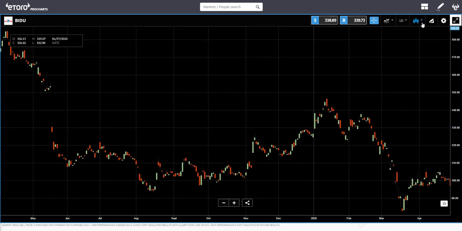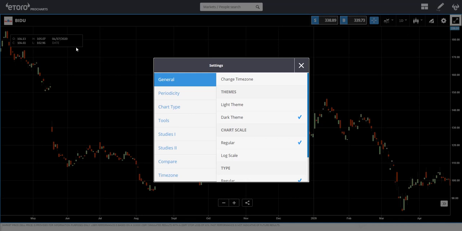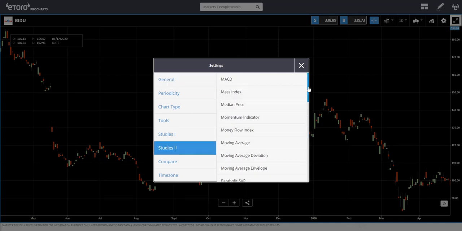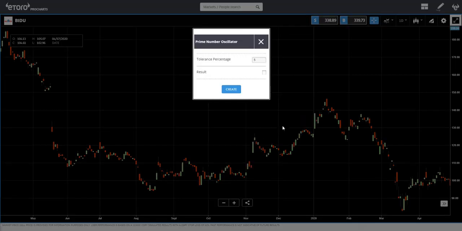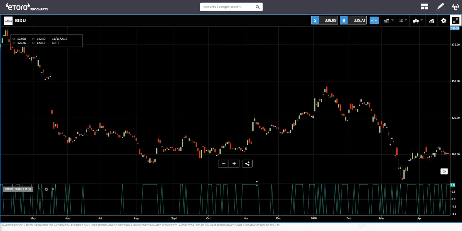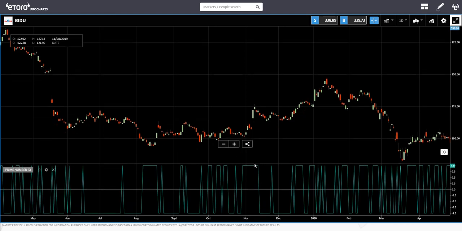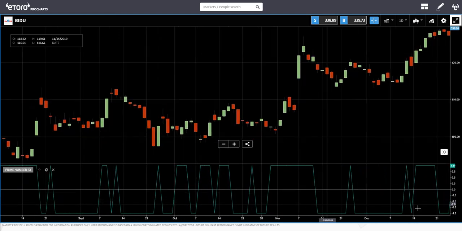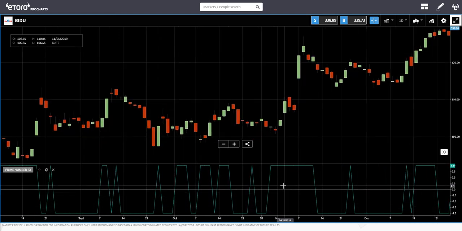Let me add the indicator first. If you're using eToro for charts, just go to study tools and look for prime number oscillator. The tolerance percentage, just leave it at 5. You can change it anyway, and you can choose another color for the results. On the eToro platform, the results are between -1 and 1, like many other oscillators.